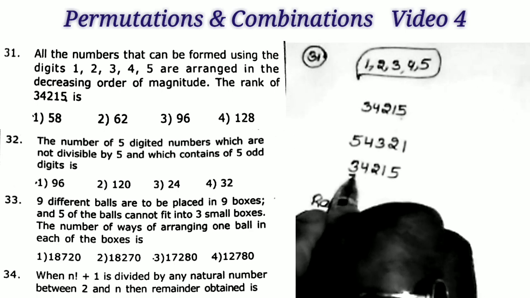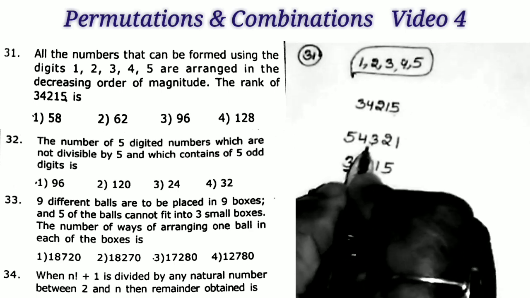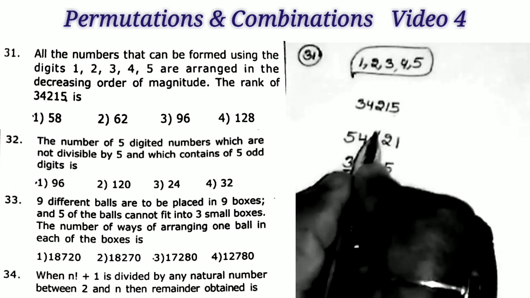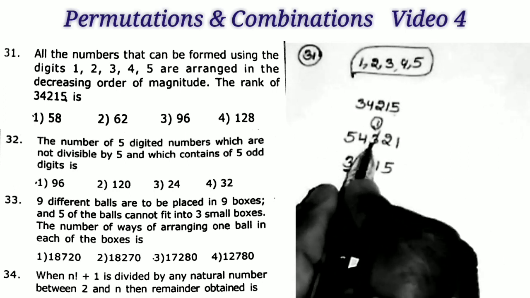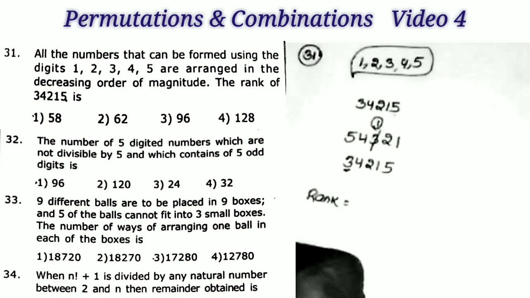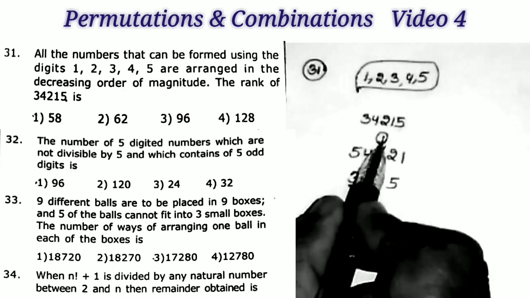What is the first number? 3 here. We have the first number in the third place in the decreasing order. Okay. Here the first number is equal to 3. So this is the third number of the decreasing order. First cut that number and take 1 here.